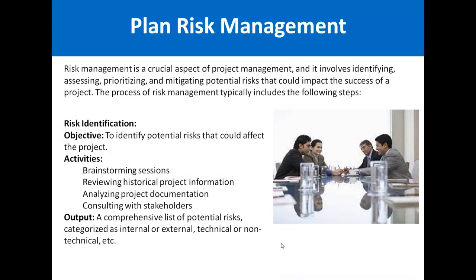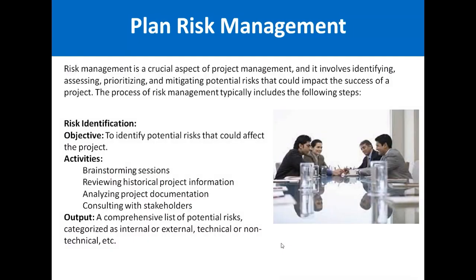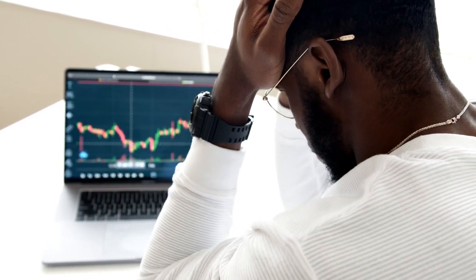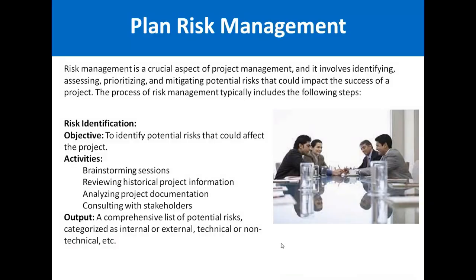Now, Plan Risk Management is basically a process under the risk management knowledge area, and this process will involve identifying, assessing, prioritizing and mitigating the potential risk that could impact the success of a project. Friends, risk is an uncertain condition in a project for which you are not sure whether it will happen or not happen. If it happens, it will have a positive or negative impact on the project. If it's a positive risk, you will try to enhance the impact. If it's a negative risk, you will try to mitigate that risk. So that is the main concept of a risk.